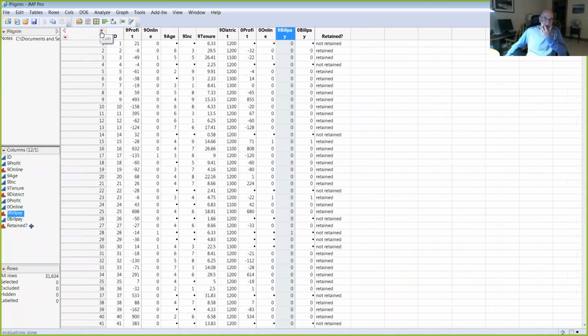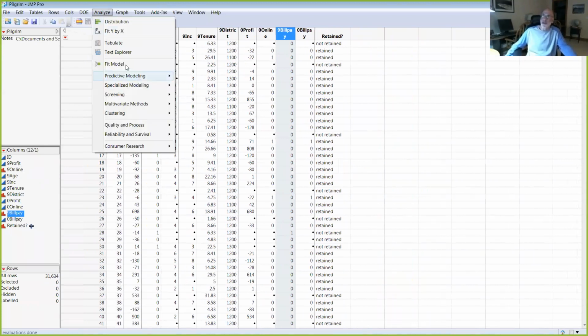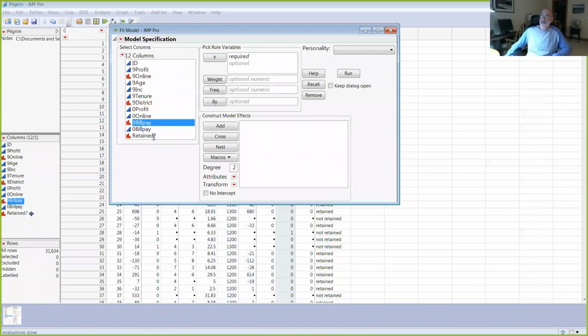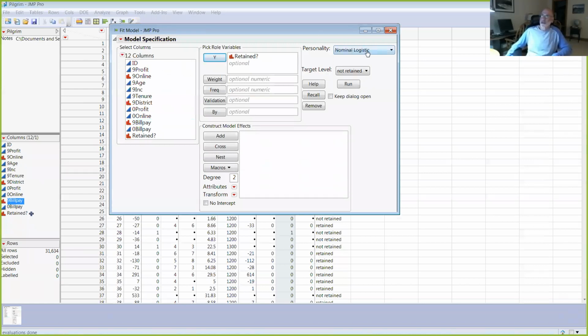Generally, you would want to use validation here, but I could create a validation column, but I'll leave that out of this because I want to make somewhat different points about this. Let's go ahead and fit a model. Retained is what we want to explain. As soon as I put that up, it's going to do a nominal logistic. And let's target those that are not retained. In other words, the lost customers.